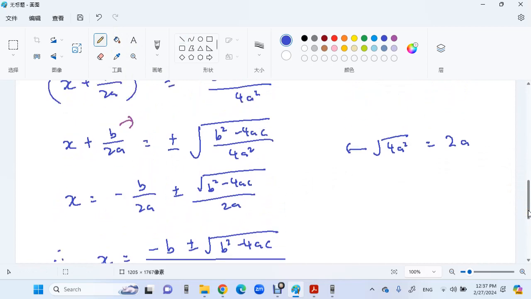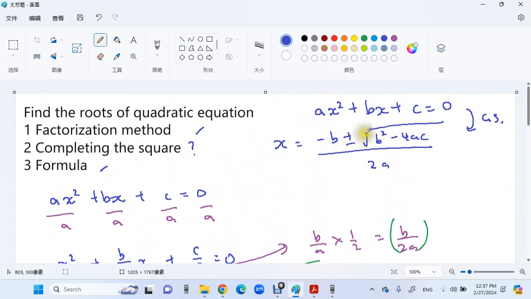So the mathematicians at first did not know the formula. They had to find the roots using completing the square. When they did completing the square again and again, they found that there seemed to be some pattern. Then they used ax squared plus bx plus c to do the completing the square, and they got this formula. So actually the formula comes from completing the square.